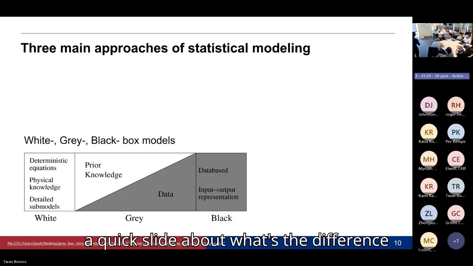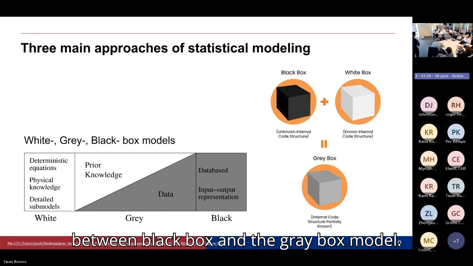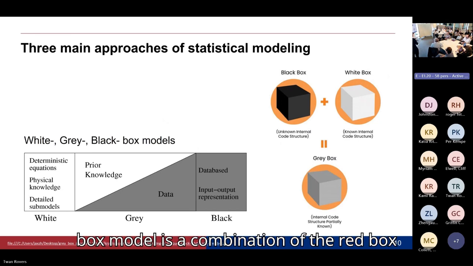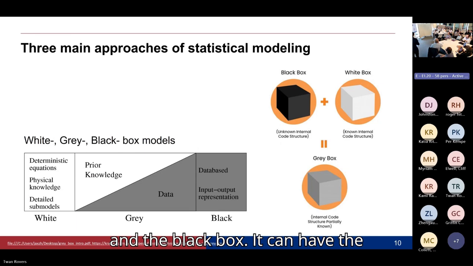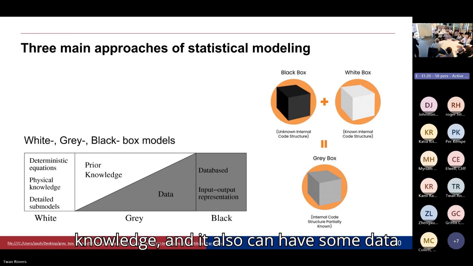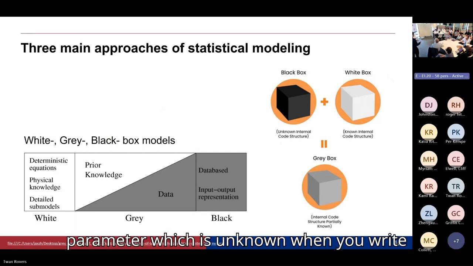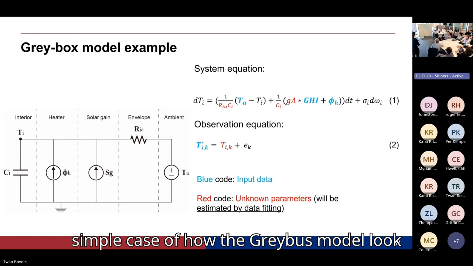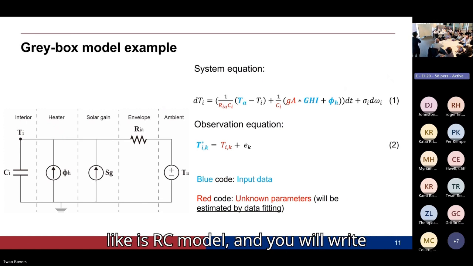Then a quick slide about the difference between the black box and the gray box model. Maybe most of you know it. The gray box model is a combination of the white box and the black box. It can have existing equations from physical knowledge, and it can also use data fitting methods to estimate the parameters which are unknown when you write the equation. For example, this is a simple case of what the gray box model looks like. It's an RC model, and you write the system equation.